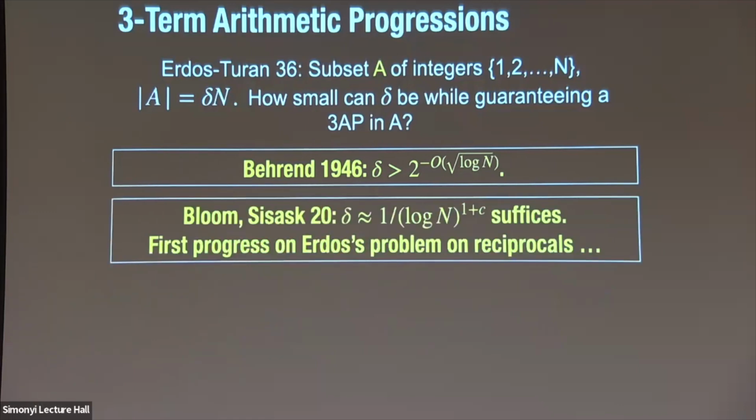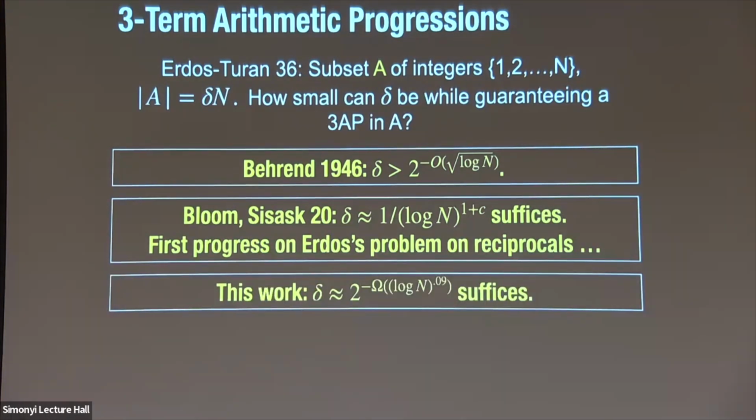Finally, 1 over log n seemed like a barrier for showing any bounds. This was overcome by Bloom and Sisask in 2020, who showed that even if the density is 1 over log n to the 1.01 or something like that, even then you must contain 3 numbers in arithmetic progression. Besides the quantitative improvement, what's significant about this 1 over log n to the 1 plus something is that it gave first progress on another Erdős problem about divergent series of reciprocals always having 3 numbers in arithmetic progression, but that's a different story that I'm not going to touch upon today.